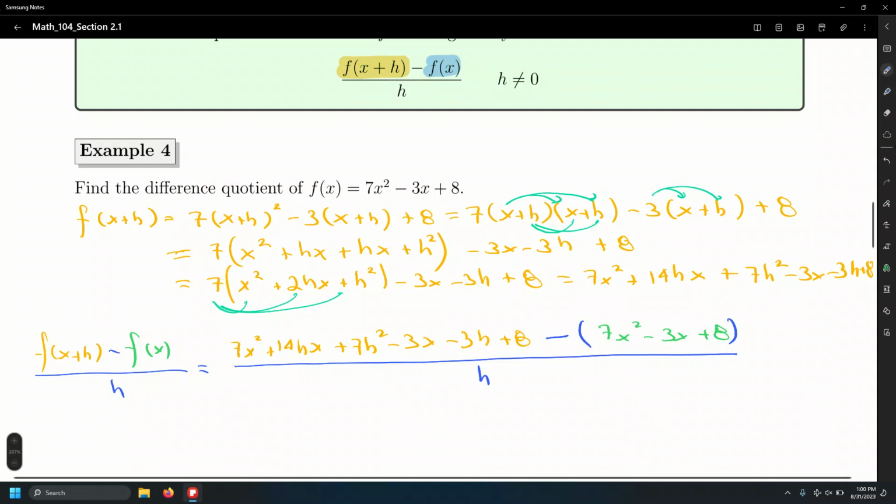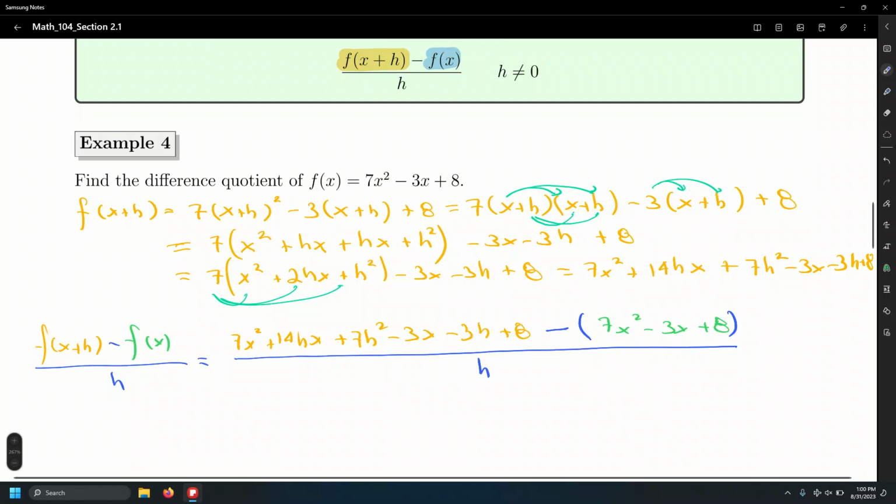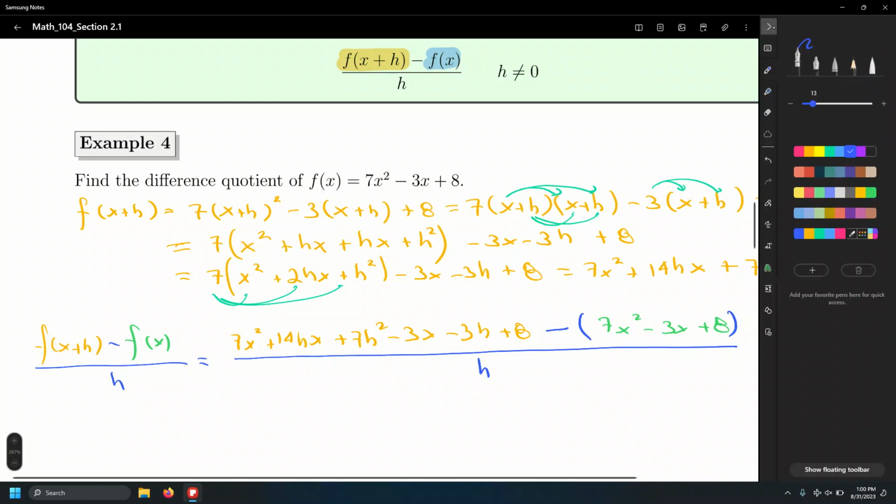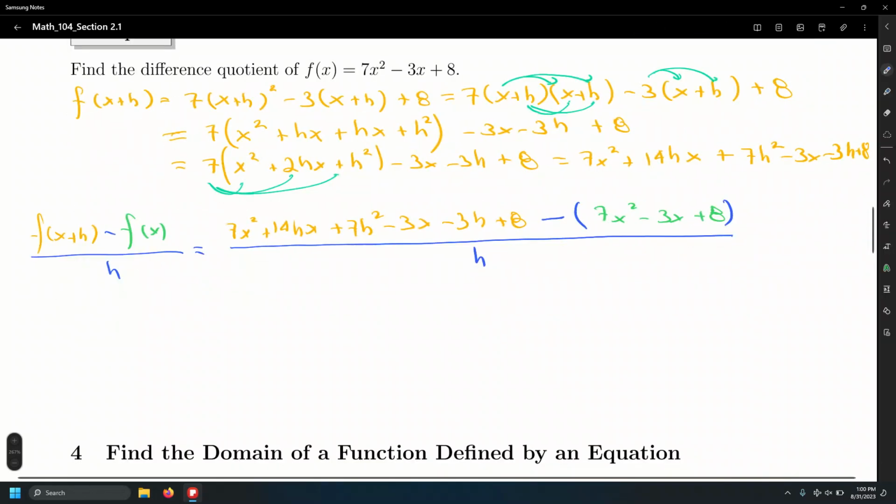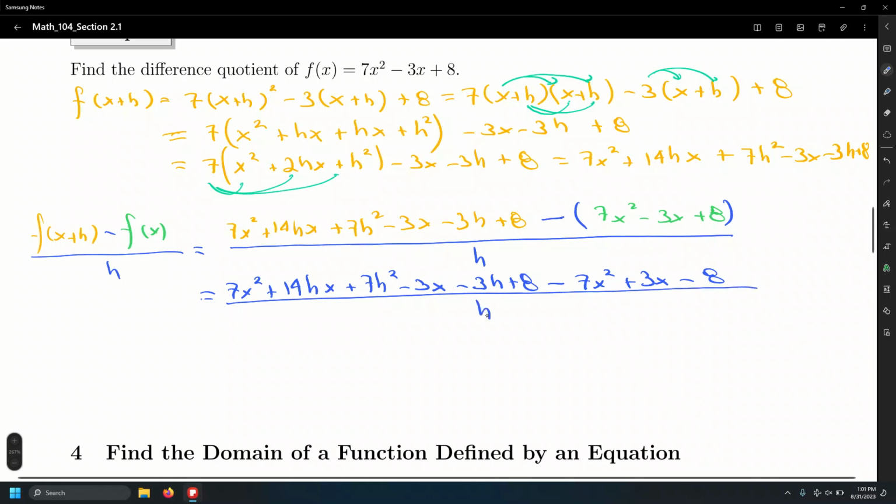Notice this negative sign will change the sign of everything inside of the parentheses. Please write it down. So that's going to give us 7x squared plus 14hx plus 7h squared minus 3x minus 3h plus 8 minus 7x squared, minus minus becomes plus 3x, and then minus 8. And then divide the whole thing by h.